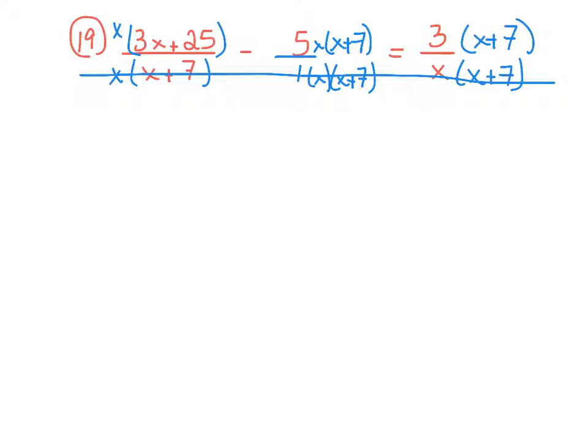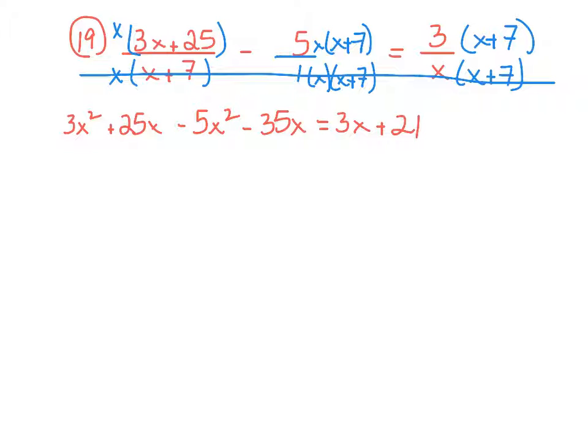Alrighty, now, let me go back to my red pen. All right, so I'm just going to distribute everything. So I get 3x squared plus 25x. You need to be very careful right here because this negative needs to get distributed to everything inside here as well. Okay, so just be a little careful with that. So that's going to give me negative 5x squared minus 35x equals, and then I'm going to have 3x plus 21. Okay, now all you're going to do is just combine your like terms.